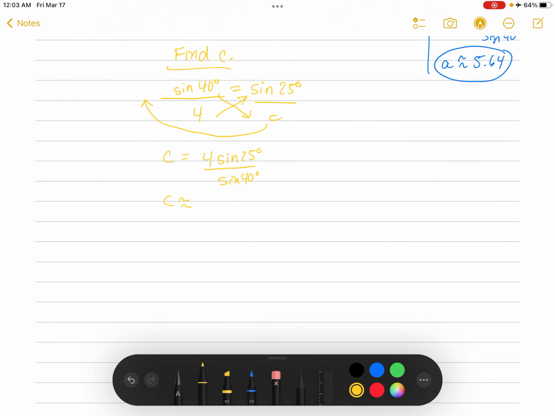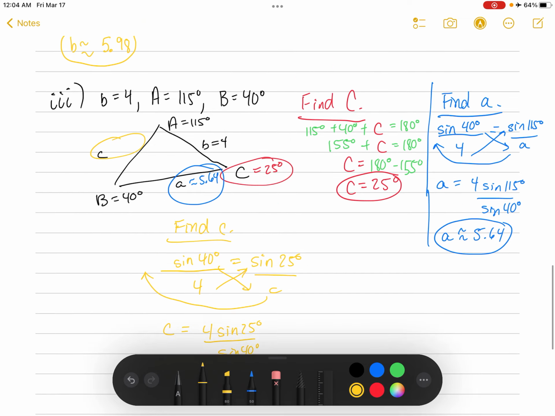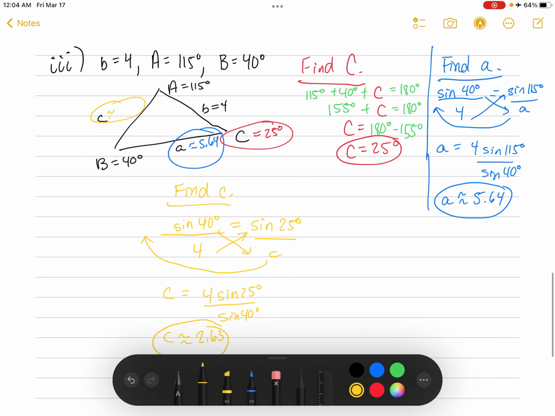And this is a length. Approximate to 2 decimal places. That's 4 times the sine of 25, close parentheses, divided by sine of 40. I get about 2.63, approximately, 2 decimal places. Keep in mind this is not to scale, it's not intended to be an accurate picture.